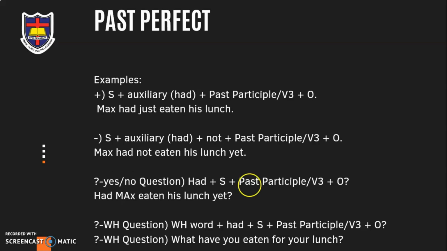And next, I made you some examples. The first one is for positive. For subject, Max had just eaten his lunch. And then for negative, Max had not, or hadn't, eaten his lunch yet. And then for yes or no question, had Max eaten his lunch yet? And then for WH question, I just put a WH word. What have you eaten for your lunch? See? They are the examples for past perfect.